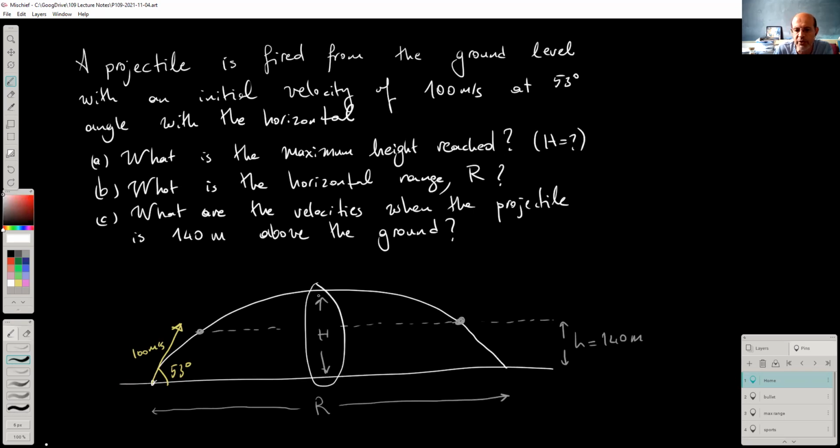I mean, these are some of the typical questions. Horizontal range. And in part C, I'm going to ask for the velocities of the object when it is at 140 meters above the ground, right? So it appears that there are these 2 points where the projectile is at that height, when it is still ascending, and when it is descending. So as a result, we have these 2 velocities in here. We are also going to compute those as well.